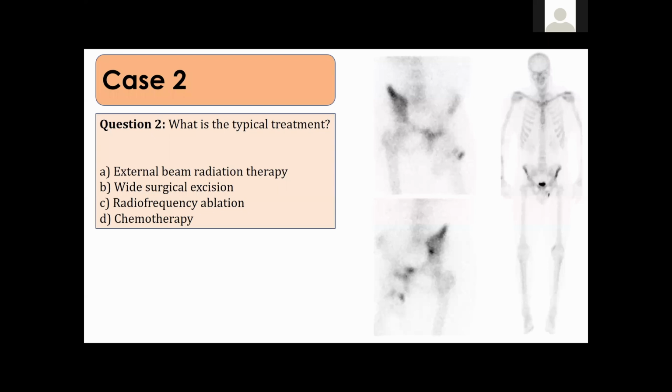What is the typical treatment of osteoid osteoma? Is this external beam radiation therapy, wide surgical excision, radiofrequency ablation, or chemotherapy? As we know, radiofrequency ablation is the best treatment of osteoid osteoma, but there are some contraindications, like in case of pregnancy, if the lesion is seen in the hands, or if the lesion is in the spine near the spinal canal and the ablation will affect the spinal cord. All these are contraindications of the procedure.